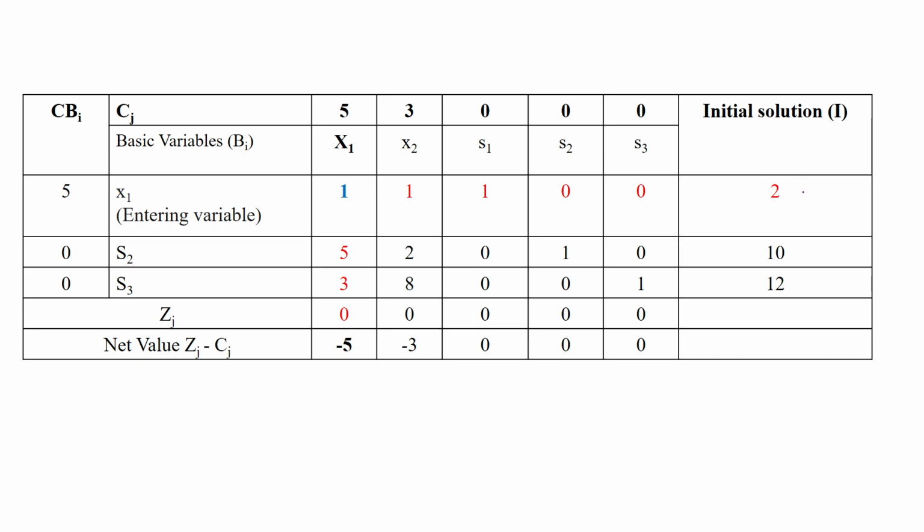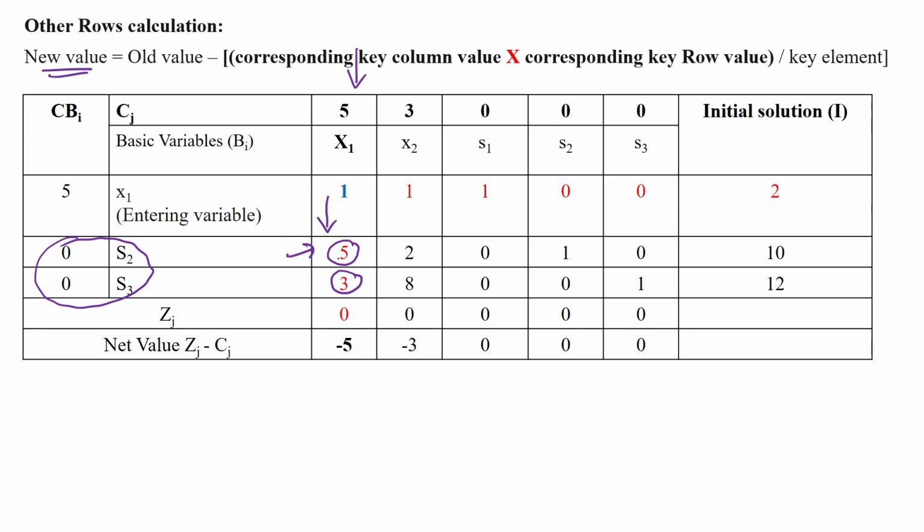After updating, now we have to make the remaining rows also updated. What is the aim? The aim of this updation is that the remaining values available in the key column become 0. So we are going to apply the formula for the new value. For that I am going to use the existing value 5 minus the corresponding key column value. This is the key column for this example. So the corresponding key column value is 5, so 5 into the corresponding key row.